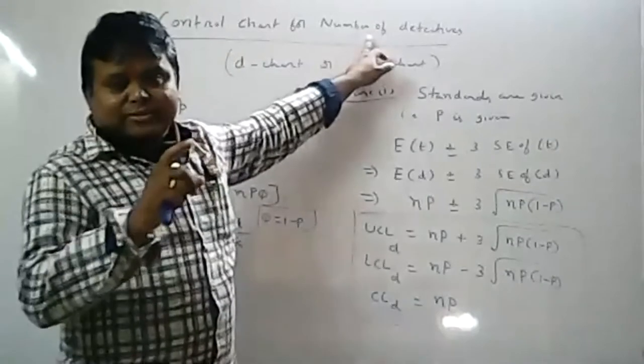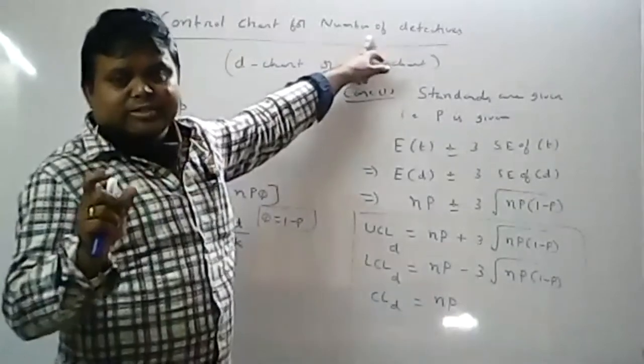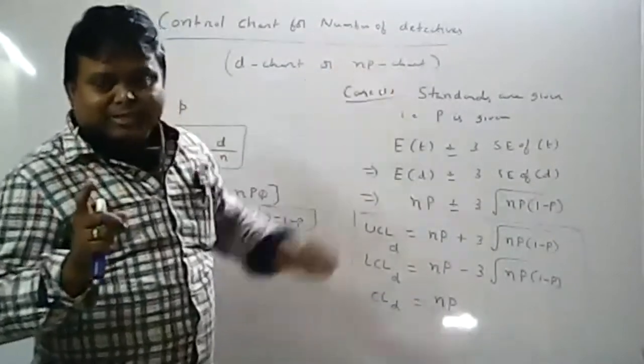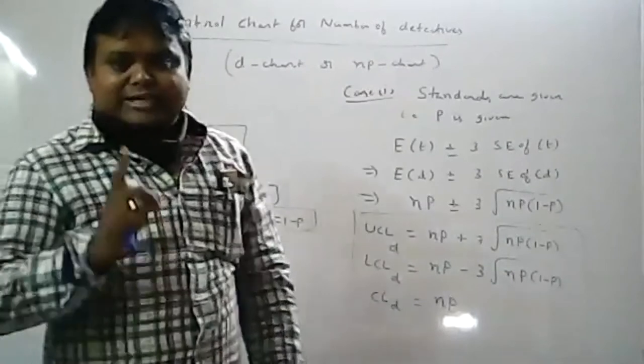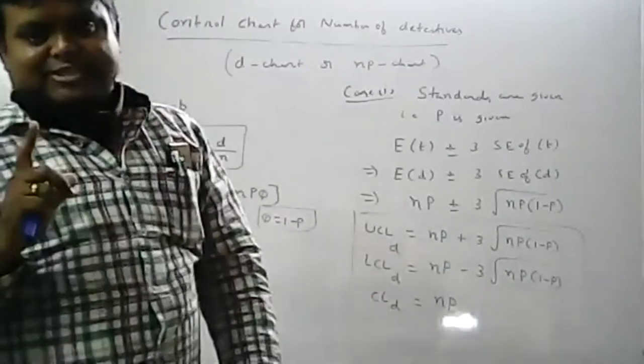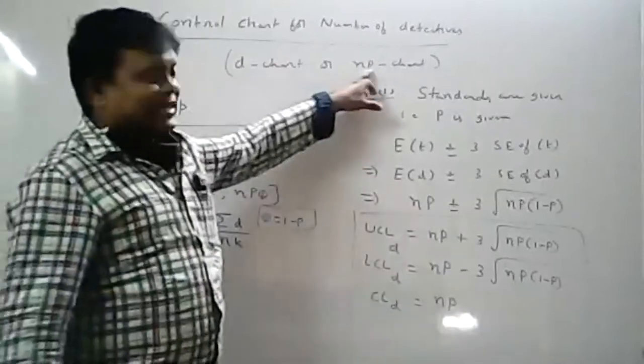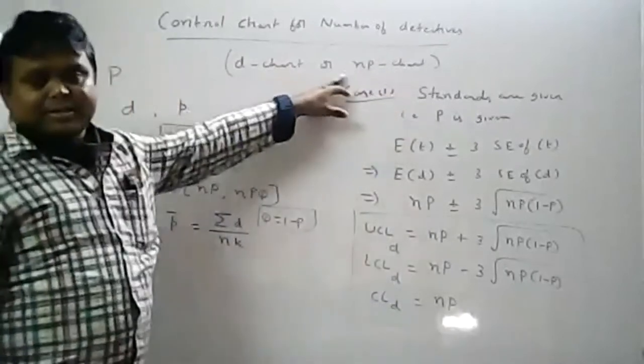That one is fraction defectives. Don't get confused. Fraction defective means P chart. Number of defectives means D chart or NP chart, or in some textbooks you will see KP chart also. We have considered K independent samples. That's why I have denoted it as NP chart. So D chart or NP chart.